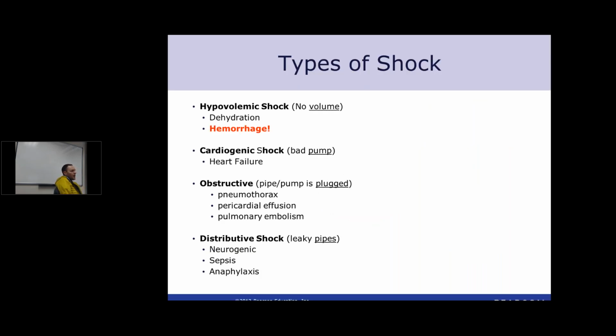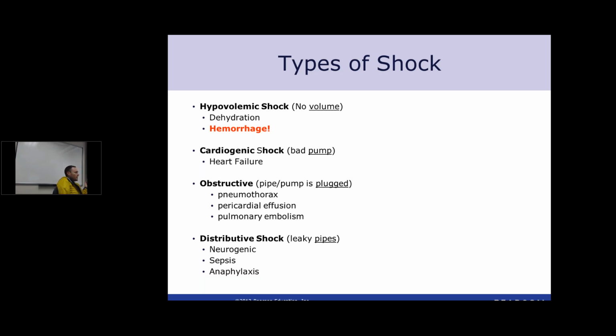Good. So, types of shock. Hypovolemic shock. This is dehydration and hemorrhage. Do your slides have one more here? I can't remember. I might have deleted something. But hypovolemic shock, obviously, you don't have volume, and these are the reasons why you don't have volume.